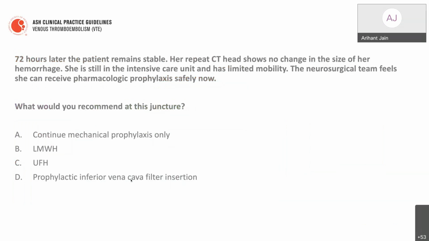Okay, so now again Sejal, take this question as well. This is in continuation with the previous. 72 hours later, the patient remains stable. Her repeat CT had shown no change in the size of her hemorrhage. She is still in the intensive care unit and has limited mobility. The neurosurgical team feels she can receive pharmacological prophylaxis safely now. What would you recommend at this juncture?